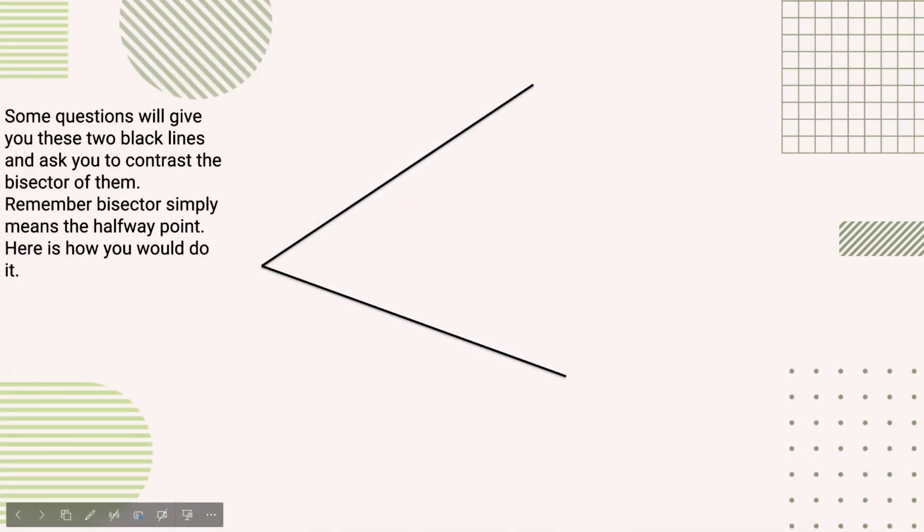The final type of construction lines you need to know is when you get given, say, the two black lines here, and you're asked to construct the bisector of them. Remember, bisector means simply the halfway point. So here's how you do it. First, at a point where both lines meet, we need to draw curves that intersect both lines.